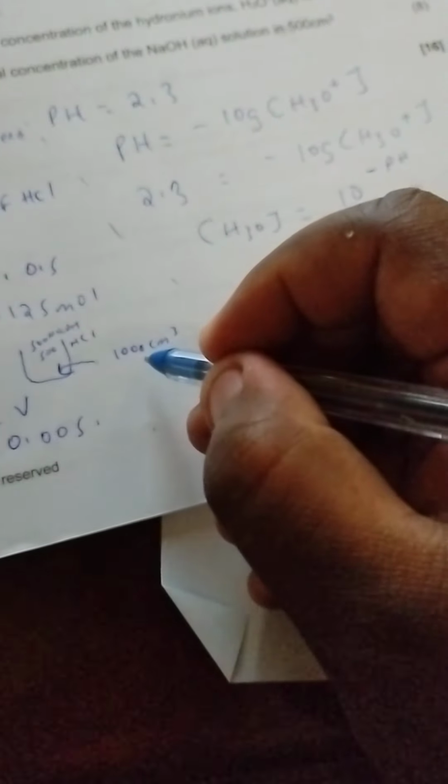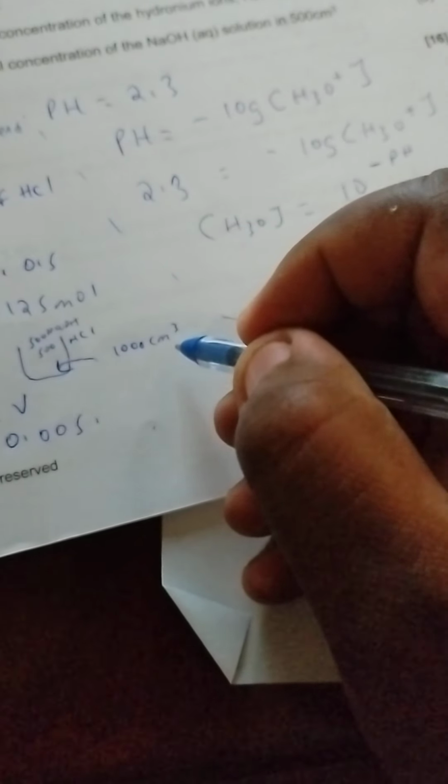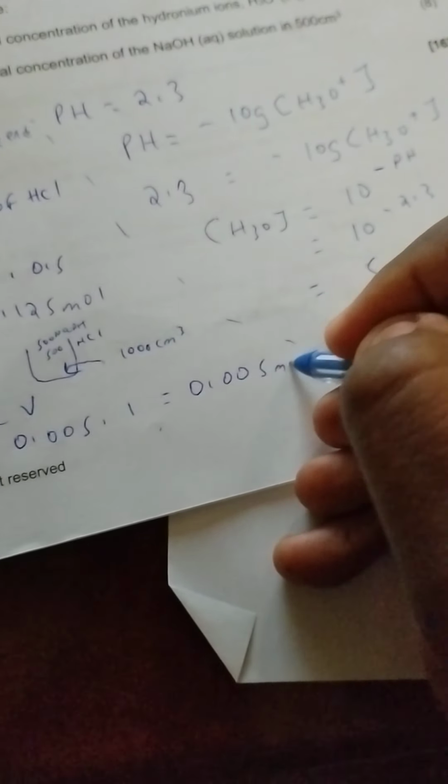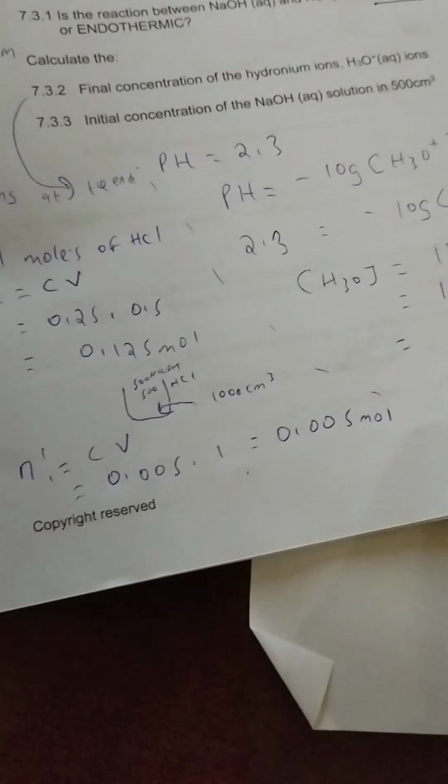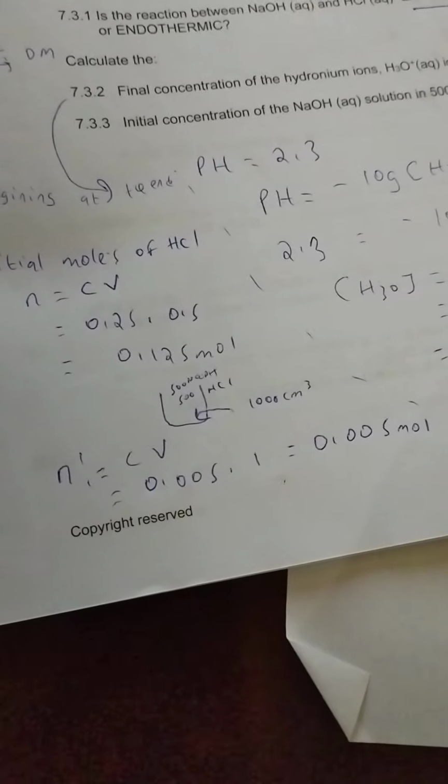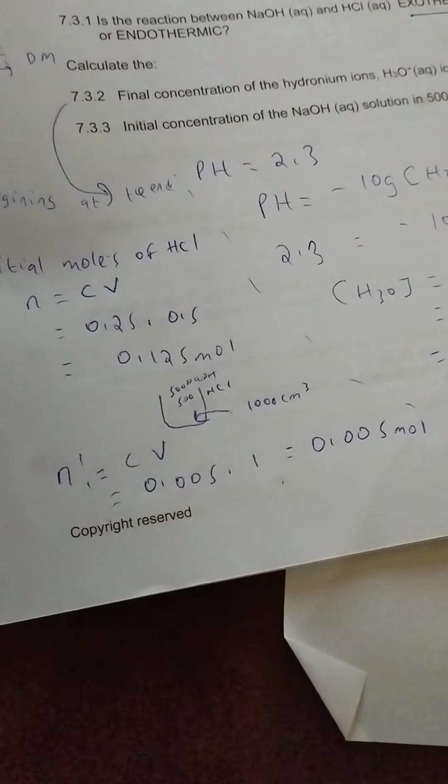So it was 0.05, and the volume will be 1000 cm^3, but we're in dm^3, so you must divide 1000 by 1000. It will be one. So the new moles here will give us 0.005 moles. Okay, now it's starting to make sense. It's 8 marks. What am I getting there now? So now we must check. There must be a number of moles which can be in excess. Just increase the number of moles which will be in excess.